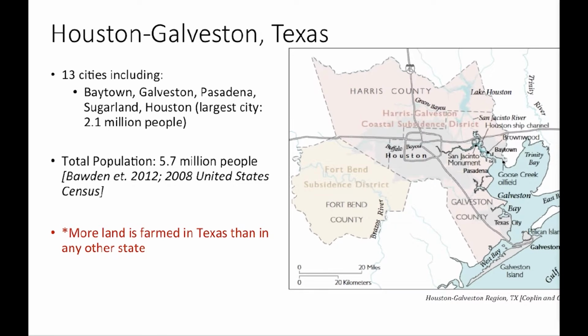So here's a little CIA profile of Houston-Galveston: 13 cities, including Baytown, that first image that you saw, and also Galveston, Pasadena, Sugar Land, and Houston being the largest city with 2.1 million people. Now the Houston-Galveston area consists of 5.7 million people, and it's a very densely populated area located right along the Gulf of Mexico. And also, did you know that more land is farmed in Texas than any other state, so therefore the demand is exceeding the supply.